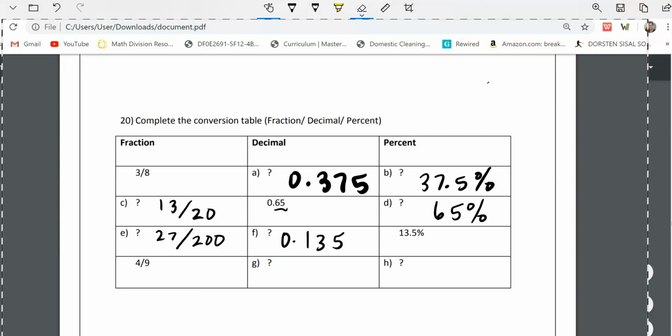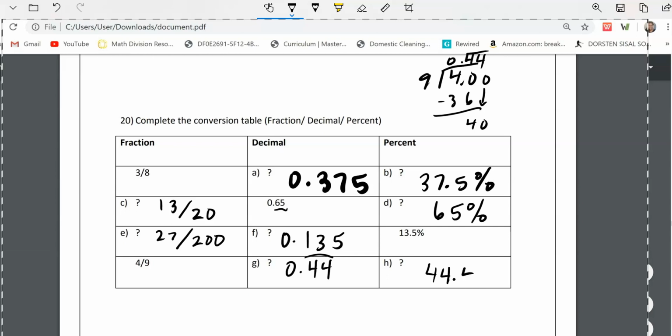And the last one is we have 4/9ths, so we're going to do T-bow, 4 on the inside, 9 on the outside, decimal 0. It goes in there 0 times. 9 goes into 40, 4 times for 36. Remainder 4, and there's another 4 for 36. So this is 0.4 repeating, with the bar over it. As a percent, it's 44.4%, and you can put a bar over that tens place.